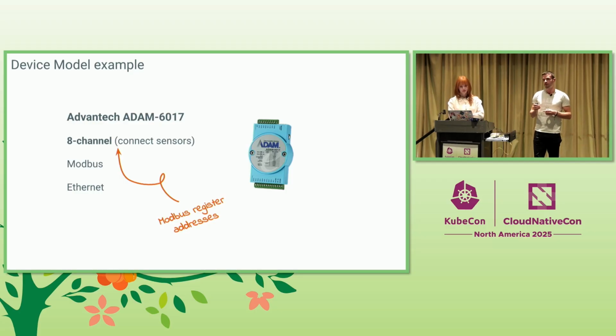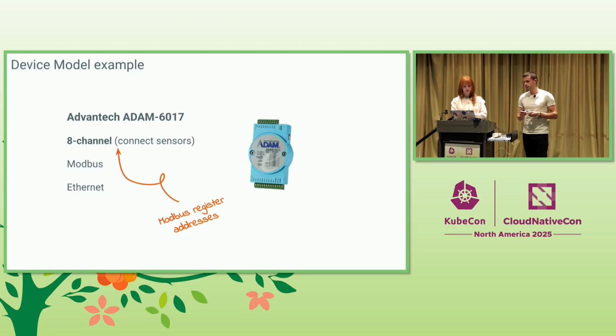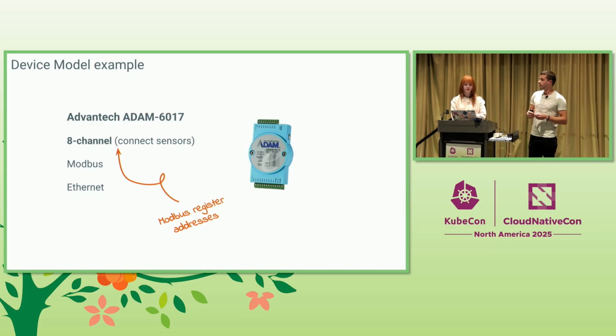And we have a bit more industrial example here on screen with this blue device, an Adam 6017. I don't know these things. I haven't seen any in real life myself. But this is a fairly simple example, as in it has 8 channels, which are mapped to Modbus registers, and you can connect sensors to each of these channels.